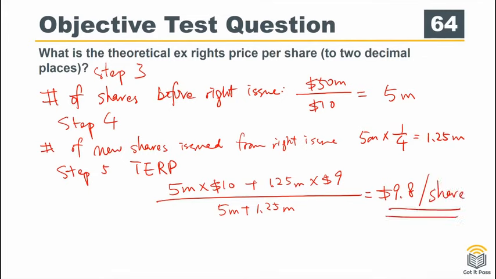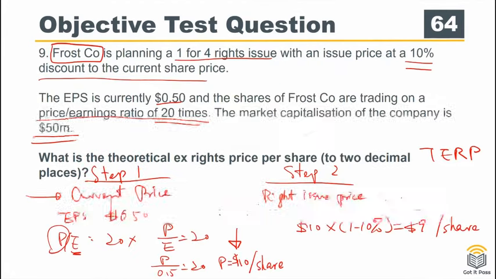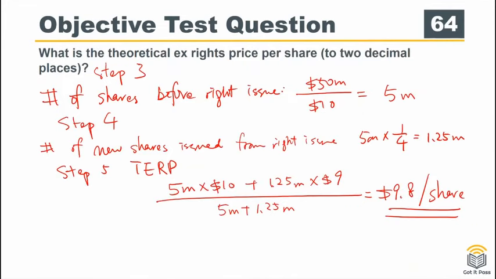All right. So you have to remember these 5 steps in order to get the correct answer. The first step, find the current share price first. Next, the rights issue price. And then the number of shares before the rights issue. Fourth step, the number of new shares to be issued from the rights issue. And the last step is to work out the theoretical ex-rights price. Okay, step by step.